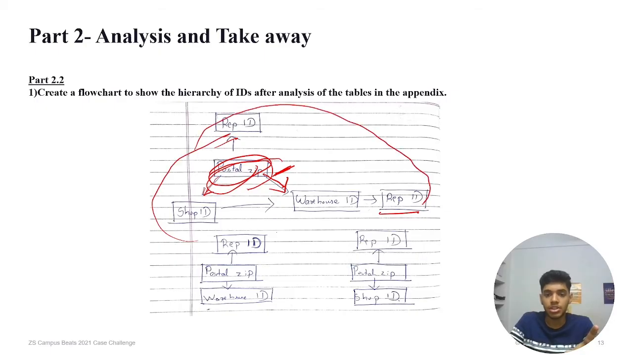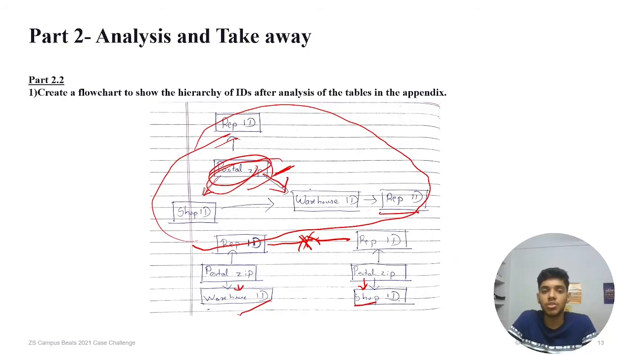So this is the total flow chart, and these are two sub flow charts. Here I am explaining that each postal zip has a warehouse ID. That same postal zip can have a shop ID, but they will both have different representative IDs. They do not have a similar representative ID; no similar representative ID is found for a warehouse and for a shop. We know that different representative IDs can be found for a single shop, and also different representative IDs for a single warehouse.